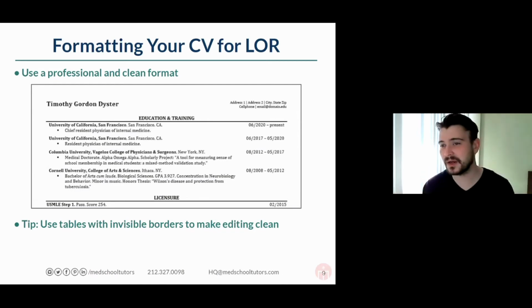This is also a great way to help your letter writers think about what they should write about. I know that saying use a professional and clean format can seem like basic advice. So let me give you a little bit more detail and a pro tip on how to achieve this, because I often have students who have been, for lack of a better word, fighting with their Word document to try to make it look the way they want it to look.